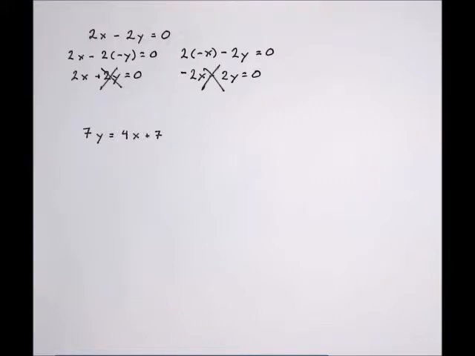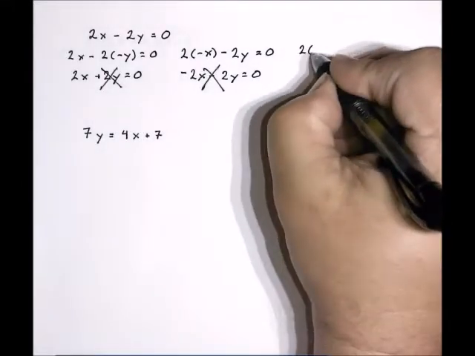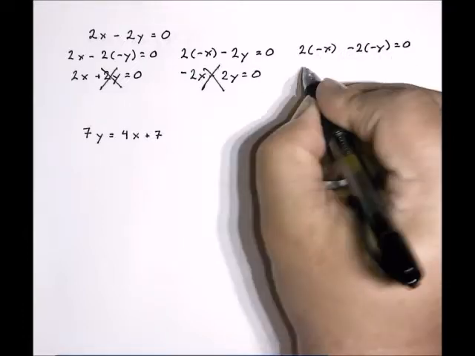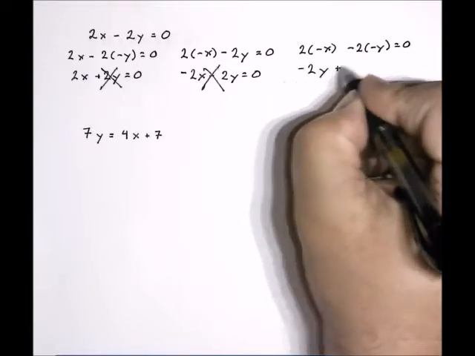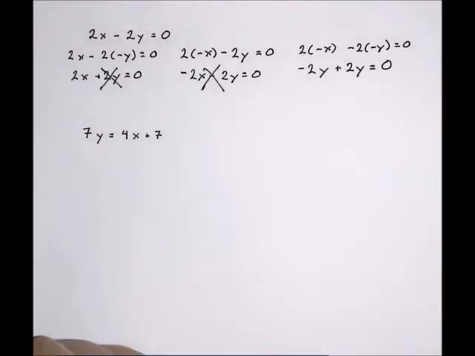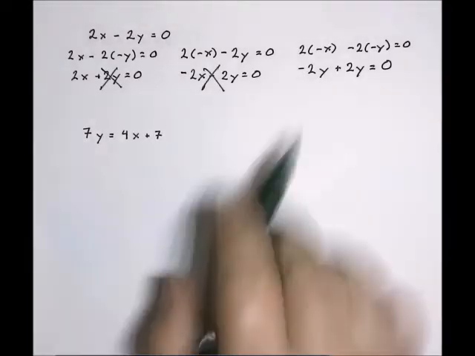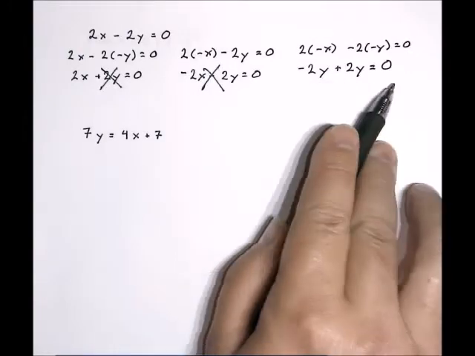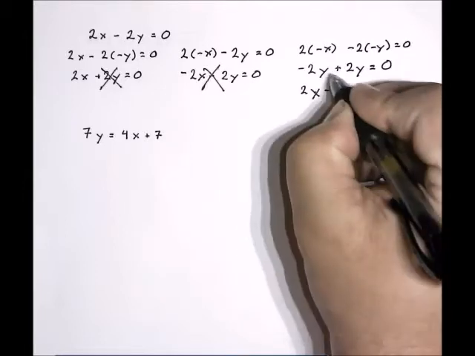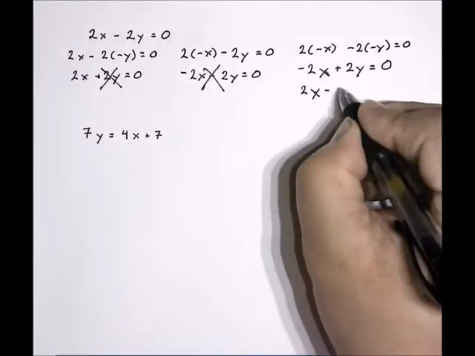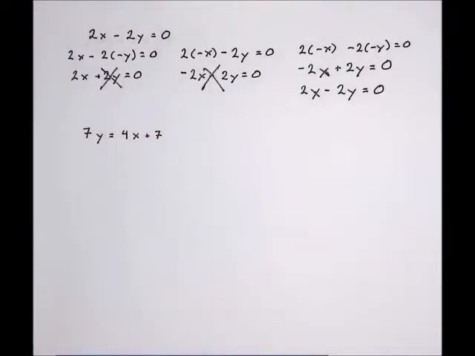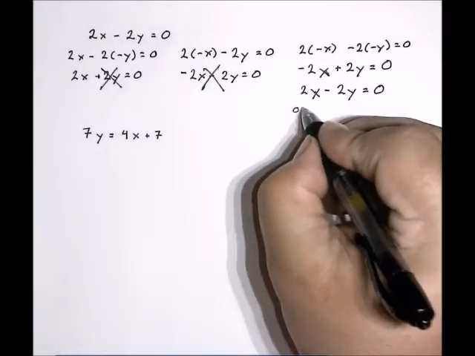Now let's try origin symmetry. So we replace the x with negative x, and the y with negative y. And it looks slightly different, but if we multiplied both sides through by -1, I would get the same equation out. So this does have origin symmetry.